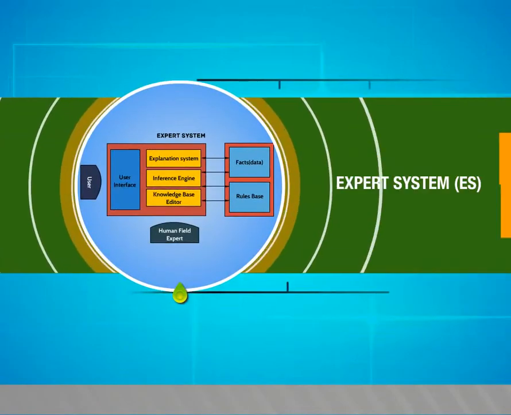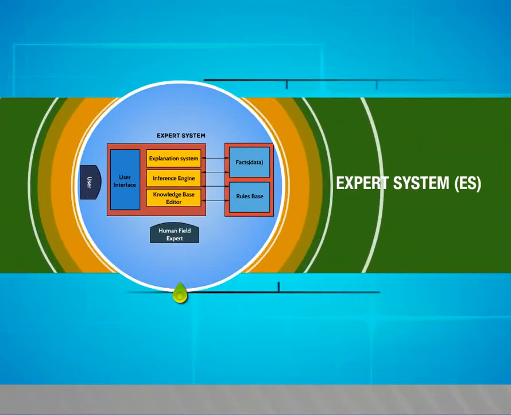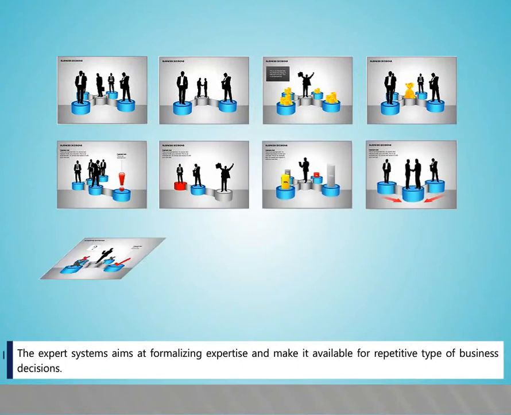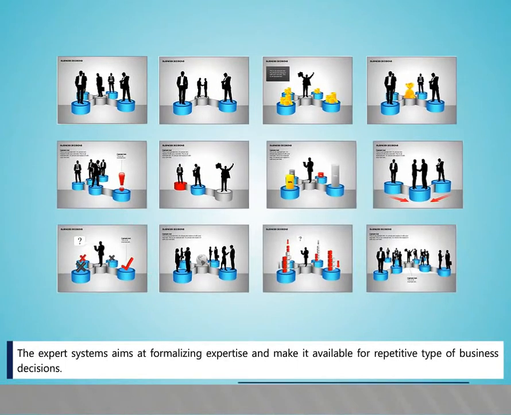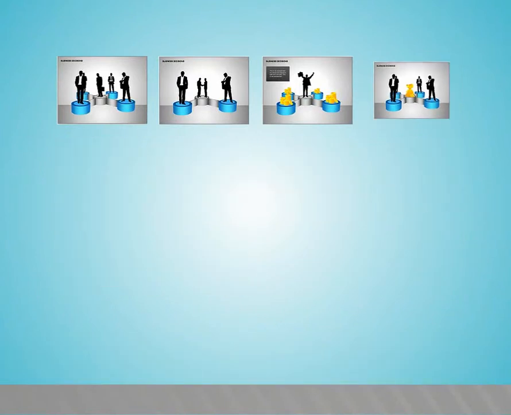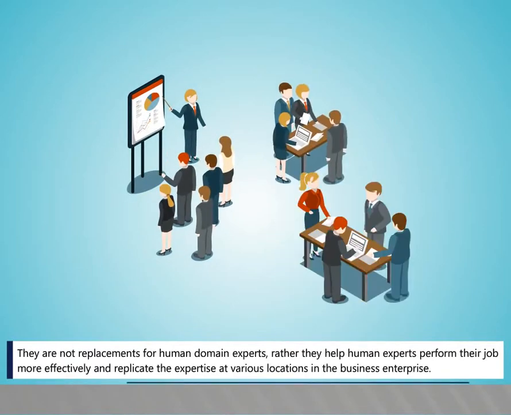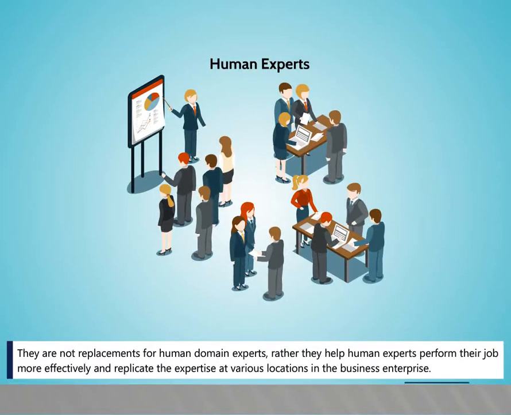Expert System (ES). In this video, we are going to see about Expert System (ES). Expert systems aim at formalizing expertise and making it available for repetitive types of business decisions. They are not replacements for human domain experts. Rather, they help human experts perform their job more effectively and replicate the expertise at various locations in the business enterprise.